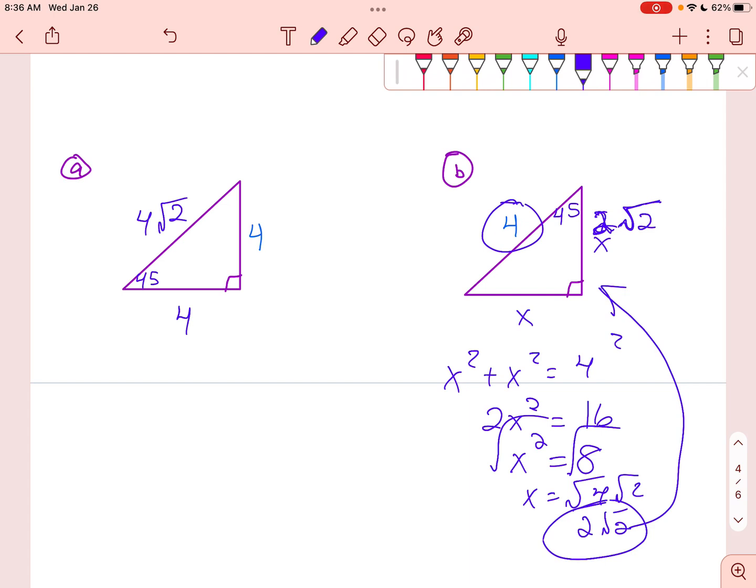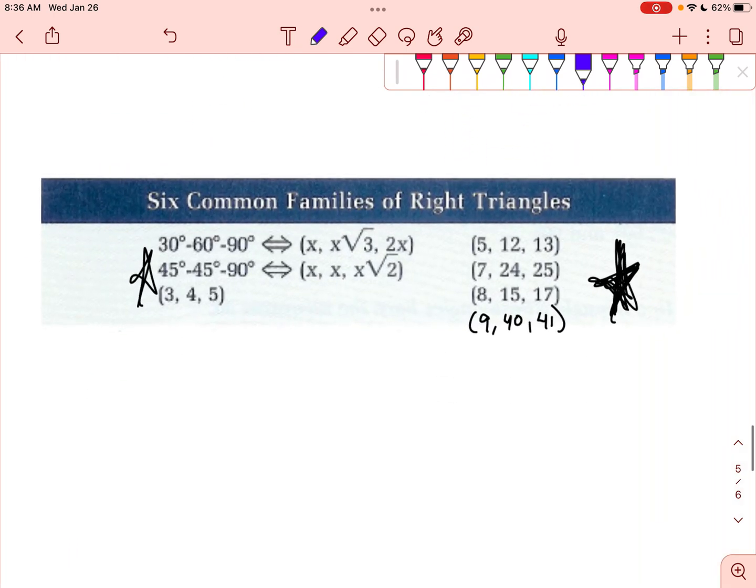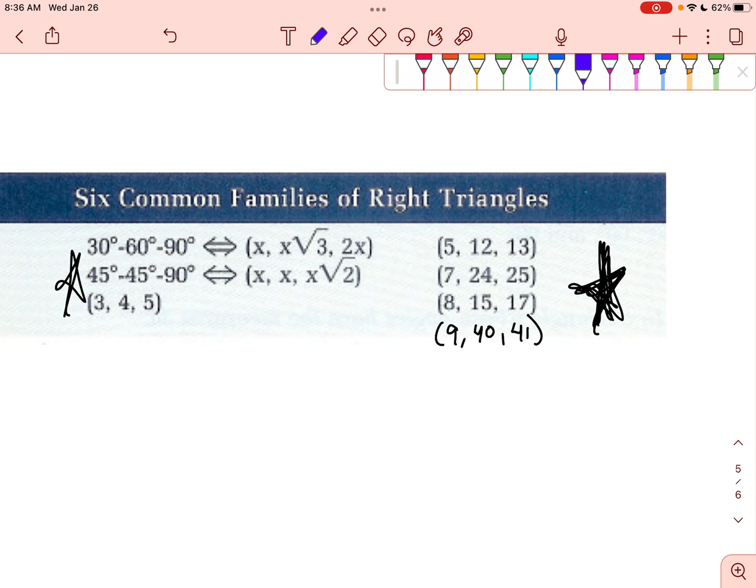These are called, again, special right triangles. As of right now, these are some things that you have to have memorized. In a 30, 60, 90 triangle, you need to know that the ratio of sides is x, x root 3, and 2x. In a 45, 45, 90, you need to know they're x, x, x root 2. And you have to know your Pythagorean triples to do things very quickly.